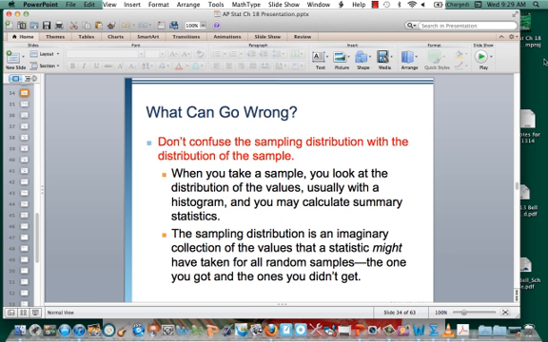When you take a sample, you get data, you look at the distribution of the values, usually with the histogram, and you may calculate summary statistics. One of the summary statistics is the p-hat, and that's when you have categorical data. When you have quantitative data, you would probably calculate y-bar, the mean. The sampling distribution is an imaginary collection of the values that a statistic, the p-hat or the y-bar, might have taken for all random samples, the one you got and the ones you didn't get. So they're different.